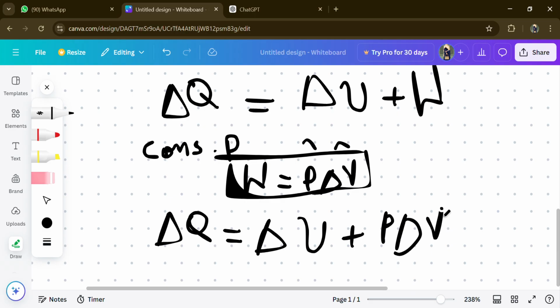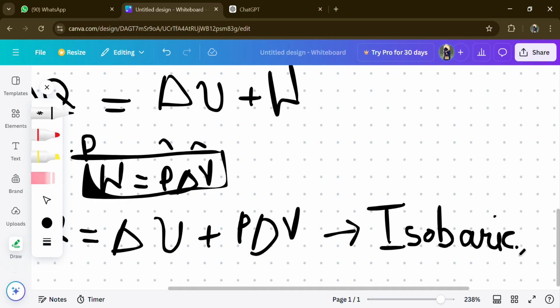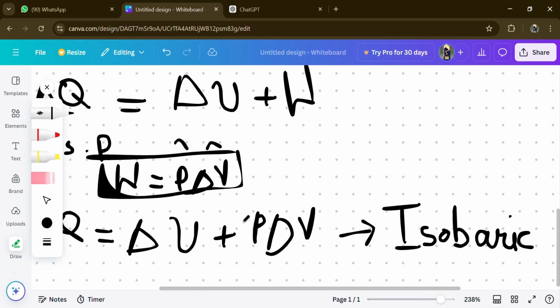Now tell me one thing, what do you think this condition is? Which process does it actually show us? This is the process that we cover in the isobaric system. So this is the isobaric system's equation.